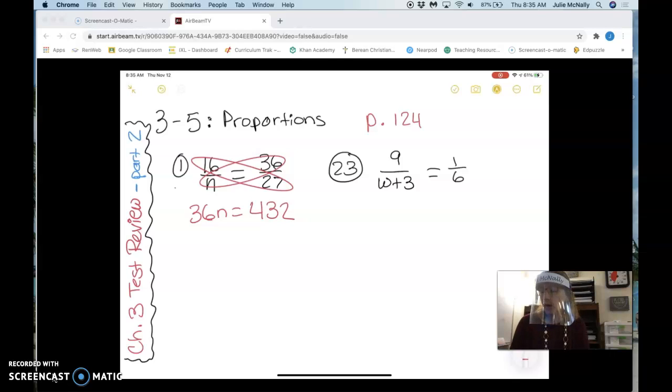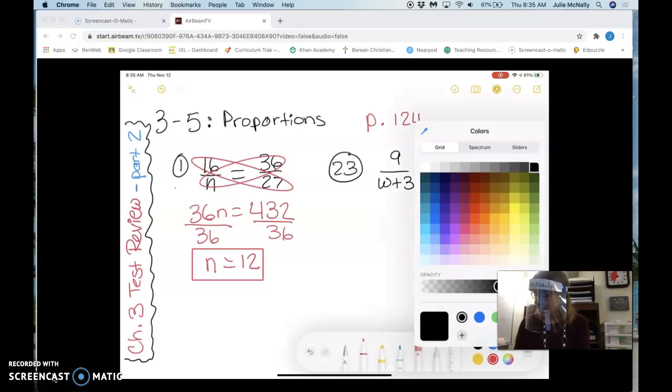So I'm going to divide both sides by 36. Thank you. N equals 12. This is so easy. Good. See? Then let's keep going.